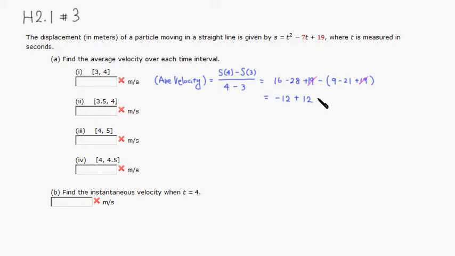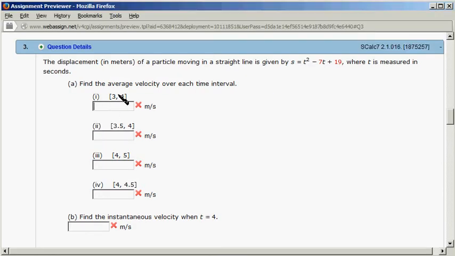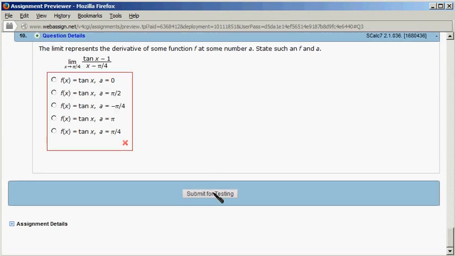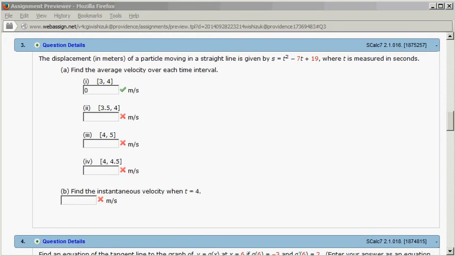So luckily, this is equal to 0. Let's type that in first. We found 0 to be the average velocity. Let's see if I got this correctly by submitting for testing. All right, looks like we got this one correctly. I believe you can do the other parts the same way. You just have to change the interval to 3 to 3.5, 3 to 4, and 4 to 4.5. It's the same deal.